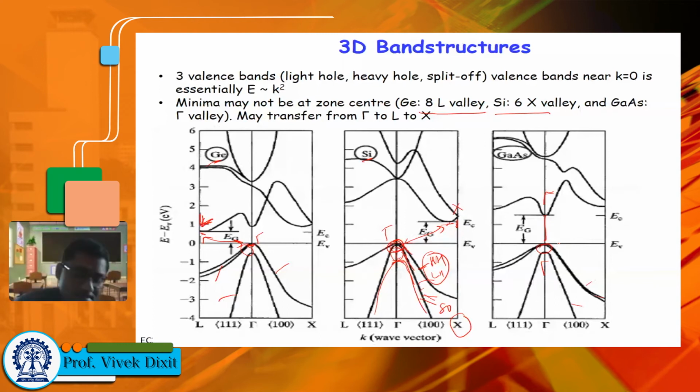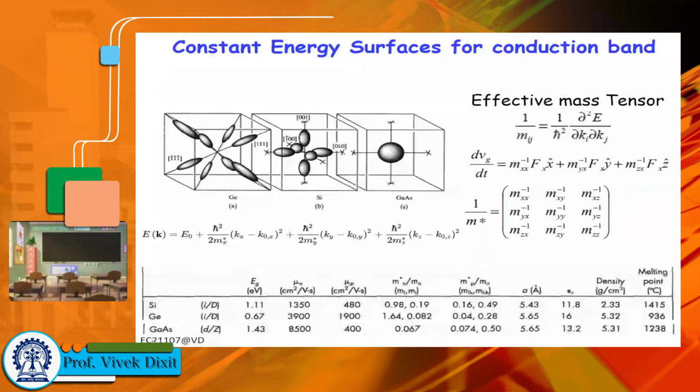Okay. Now this is a more complete picture. This is for germanium along the edges. This is for silicon along the faces, and this is for gallium arsenide at the middle, or gamma valley. Now what we said effective mass is 1 over m equals 1 over h bar square del 2 E by del k square, right? But here we assumed while deriving that effective mass, we assumed that E(k) is parabolic, or it's a paraboloid.